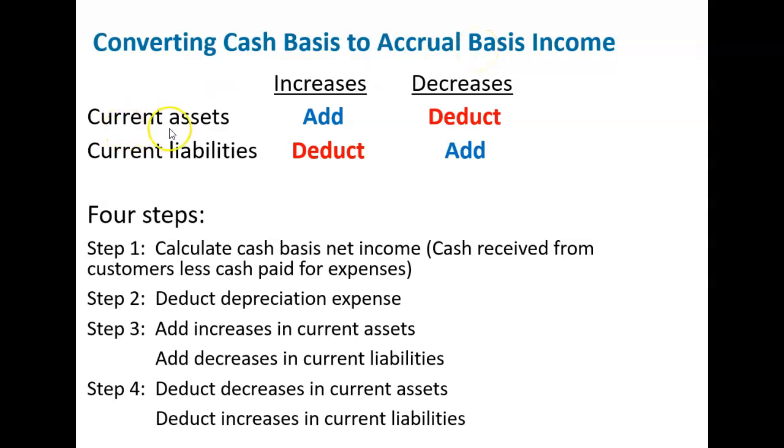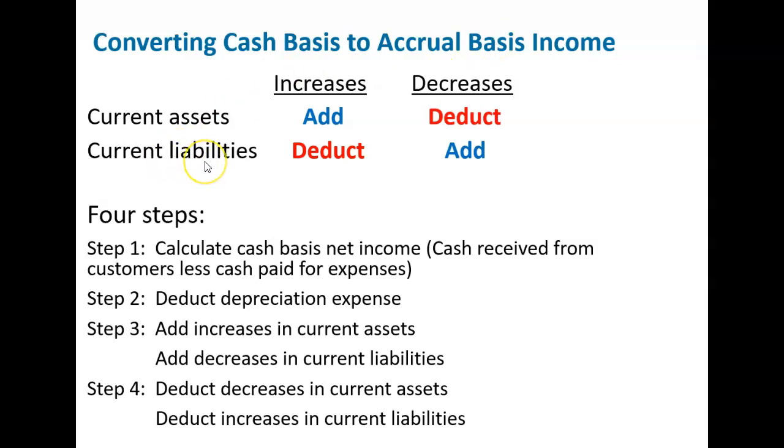income. And this formula says that any current asset, such as accounts receivable or prepaid expenses, if the balance in that current asset increased during the year, then add the increase to your cash basis net income in doing the conversion. If the balance in any current asset account decreased, then deduct that balance from your cash basis net income to arrive at accrual basis net income.